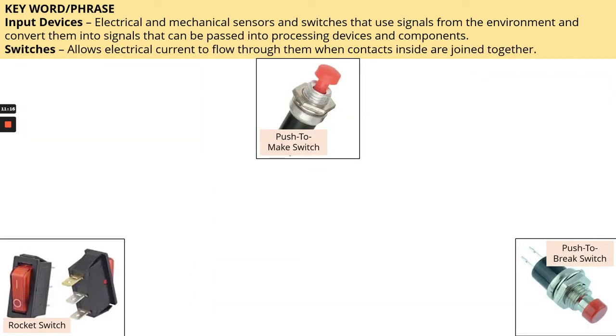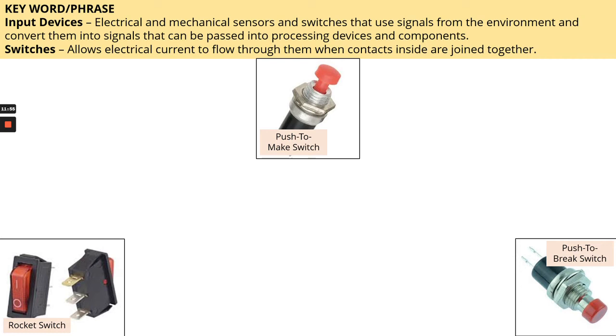Fantastic. Our next type of input device are switches, and switches allow current to flow through them when contacts inside are joined together. So switches make or break an electrical circuit. They either break it apart, so there's a gap in the circuitry, so the contacts are not touching, meaning that electrical current cannot flow through the circuit, therefore turning the device off, or it makes the circuit. So it will make the circuit whole, so there's no gaps, allowing electrical current to flow through it.